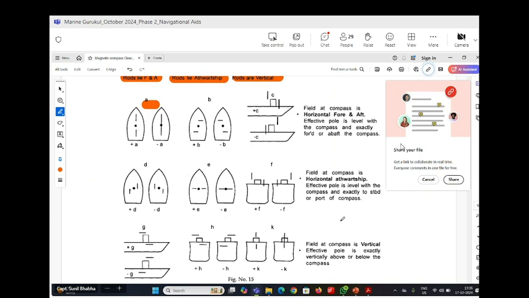Okay, sir. Okay. All right. Closing this down now, beta. I'll share this diagram on your group.